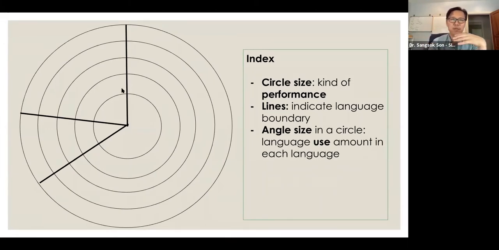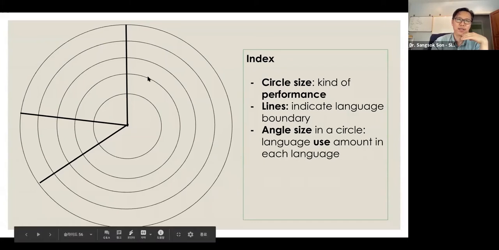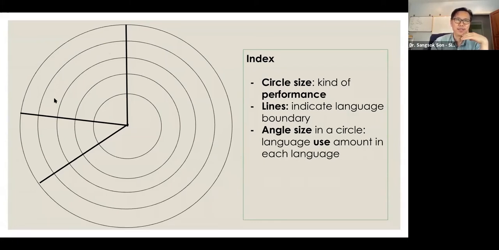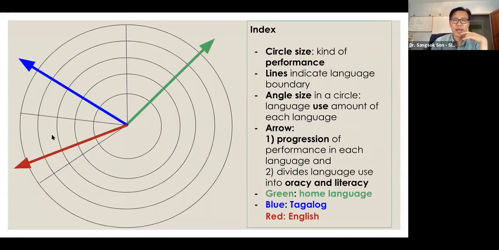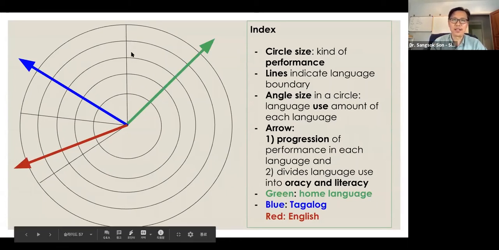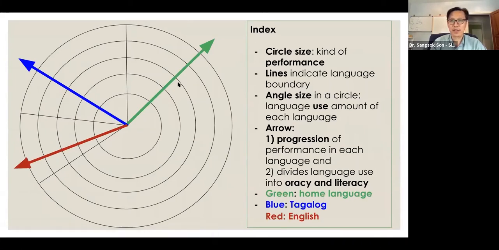So in this one, they use one language for this amount, and this amount for the second language, and this amount for the third language. This arrow represents the progression of the performance of each language. At the same time, the arrow divides their oracy and their literacy, the amount of oracy and the amount of literacy. The green color represents home language, blue maybe Tagalog, and red English. This is one example anyway.